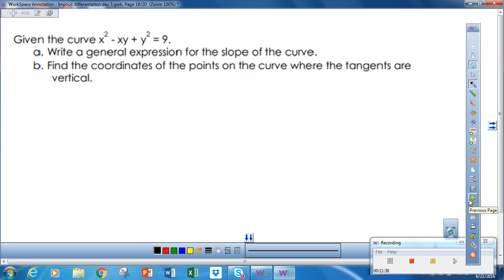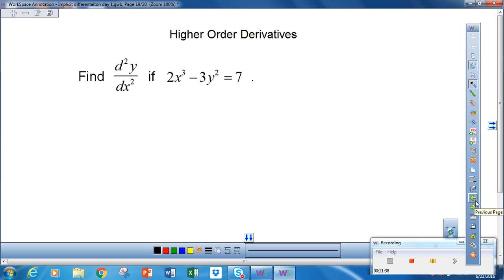Okay, write a general expression for the slope of the curve. Find the coordinates of the point where the tangents are vertical. So I want you to try that on your own. It's basically the same thing that we just did, and the answers will be on the website.